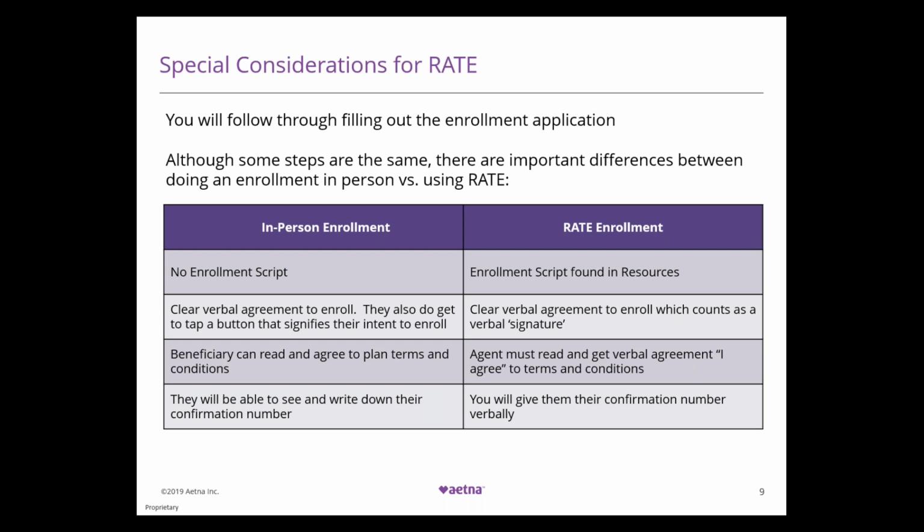There are differences between in-person enrollment requirements and rate enrollment requirements. For rate, you will utilize the script, which can be found within the Resources tab within Ascend. And you must also get a clear verbal agreement, which must be captured on the rate recording. That will signify as the verbal signature for the enrollment. Also, while you're conducting rate enrollments, you as the agent must read the terms and conditions of the plan and get a verbal agreement from the beneficiary that states, I agree to those terms and conditions. You must also give the beneficiary their confirmation number verbally, and that must be captured on the rate recording.